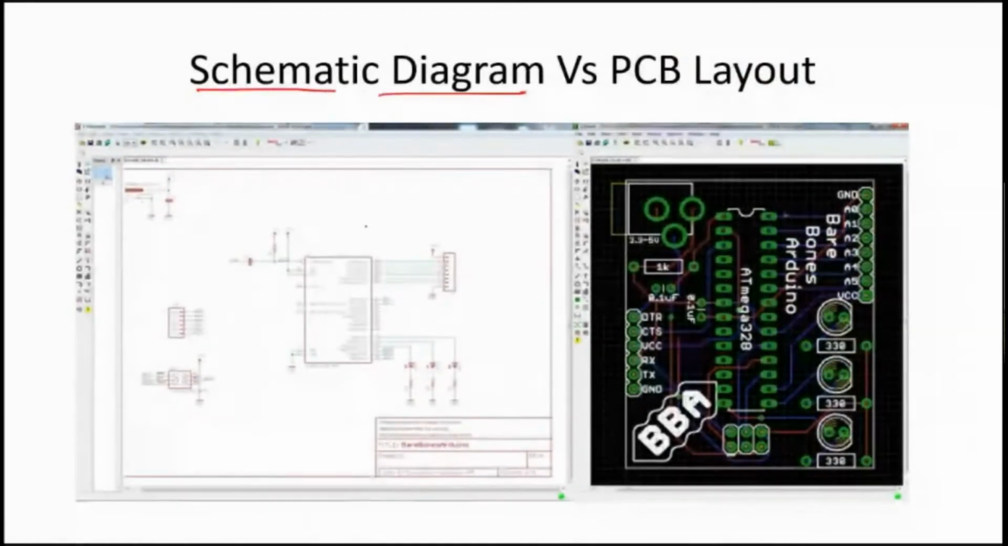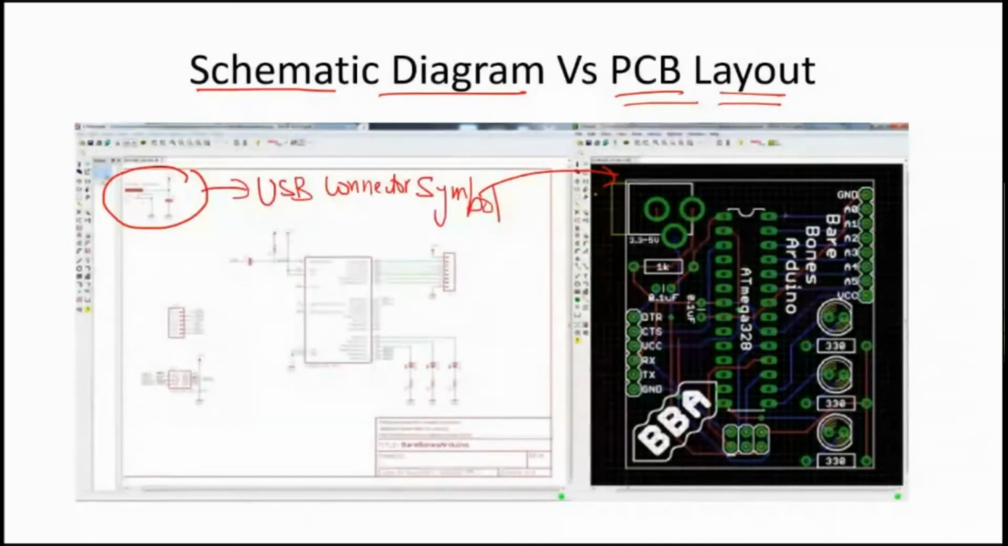What you see on the left is a schematic diagram. For the same schematic diagram, the corresponding PCB layout is drawn on the right hand side. So you should have a one-to-one comparison for the two. Say for example, there is a USB connector on the left hand side. So this is the USB connector symbol. The same USB connector on the right hand side is the footprint.